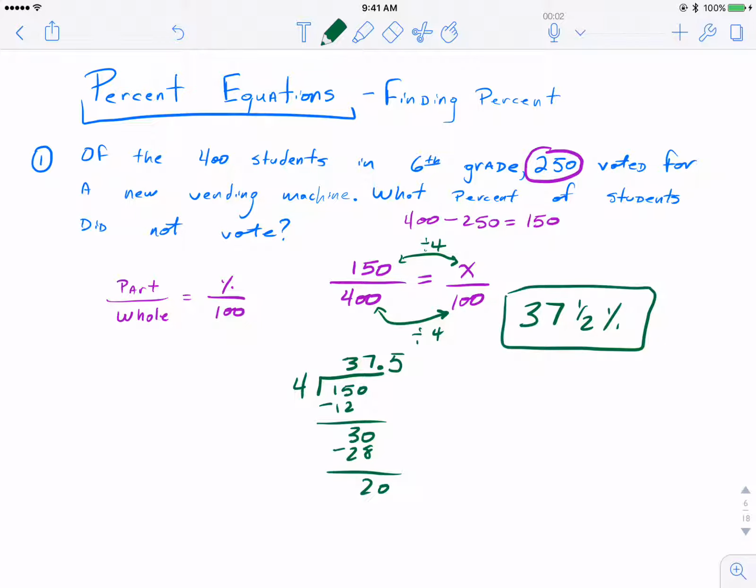So if you did this problem, if you paused this video in the very beginning and you did this on your own and you got something, what would it be, 62.5%? Right? Yeah. That's obviously not the right answer. That would be representing the percent of students that did vote for it. So you're on the right track. You just fell for that little slight trick here. This word not is what really kind of messed things up a little bit for you.